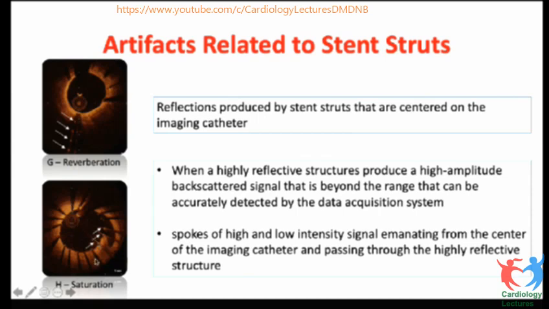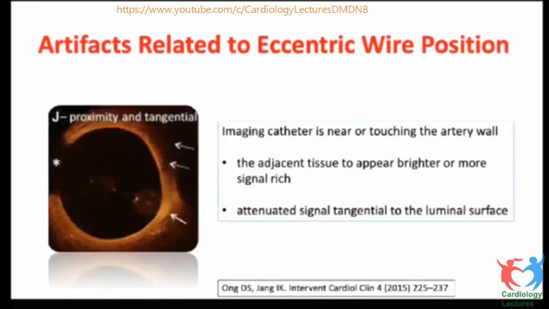So this is called saturation or streak artifact that occurs due to stents. And there are four artifacts that are related to eccentric wire position. For you to get a nice image, the catheter should be in the middle of the lumen. Then all the rays form perpendicular to get a nice image of the vessel. When it is eccentric, that results in high intense signals close to the vessel.